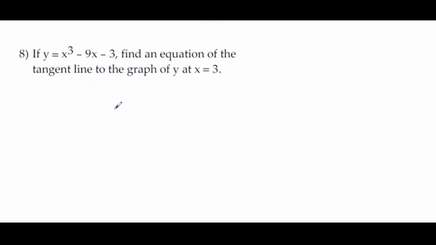On 8, we want to find an equation of the tangent line to the graph of y at x equals 3. We need two things for the equation of a line. We need slope and we need a point. And what they've told us is the x value of our point. We can plug that in and find the y value, because remember, we'll need that anyway in a little bit. So if I do that, that's 27 minus 27 minus 3, so that's negative 3.